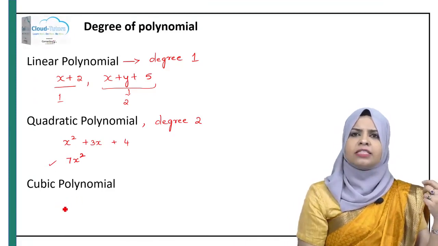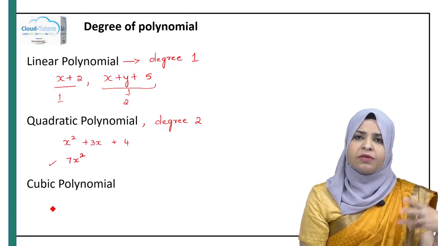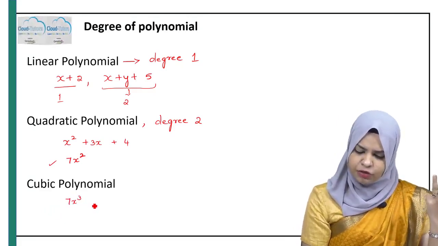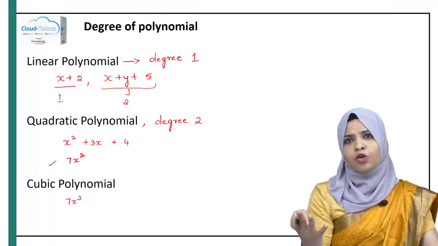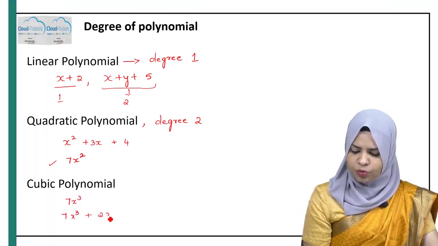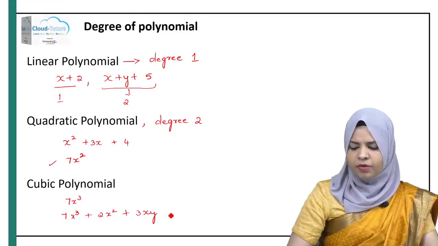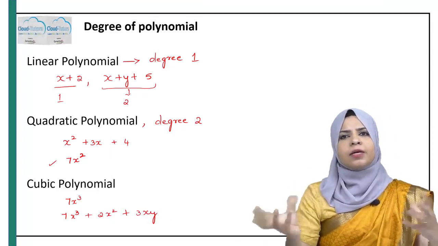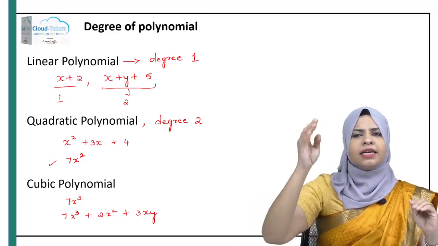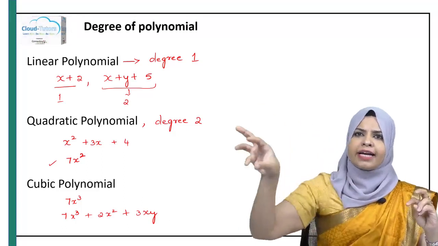Now let's look into the cubic polynomial. What is a cubic polynomial? Whenever the highest degree is 3. So for example, 7x cube, just 7x cube is a cubic polynomial. 7x cube plus 2x square plus 3xy. I can have more than one variable, doesn't matter. But whatever the highest degree is, it defines the degree of the polynomial. So it belongs to that category.